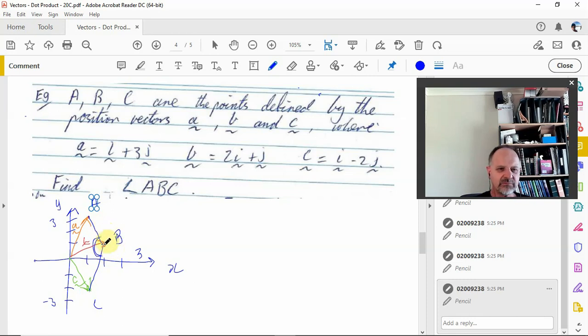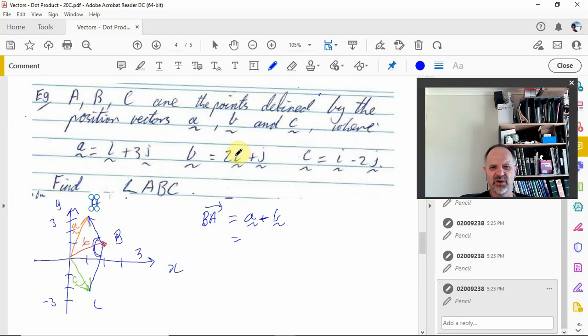However, remember what I said right up the top: the angle between the vectors is at their tails. So if it's this angle here, it's the vector BA that I'm interested in. And BA is negative B plus A, so A minus B.